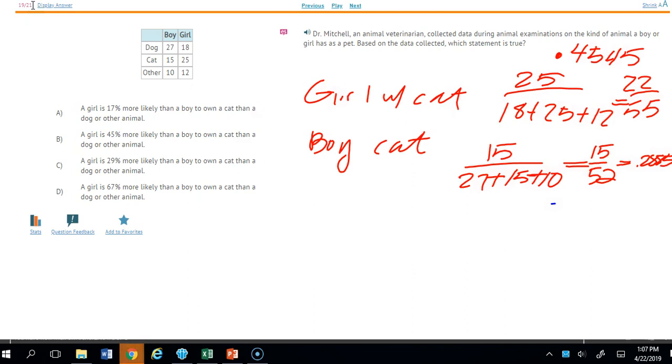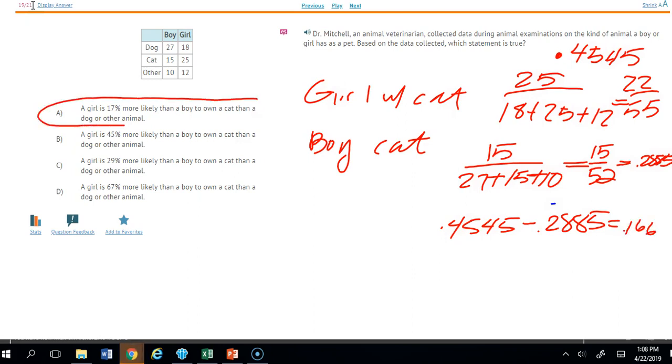This says a girl is 17% more likely than a boy. So if we subtract these two numbers from each other, 0.4545 minus 0.2885, we get 0.166, which is 17%. So this actually is our answer right here.